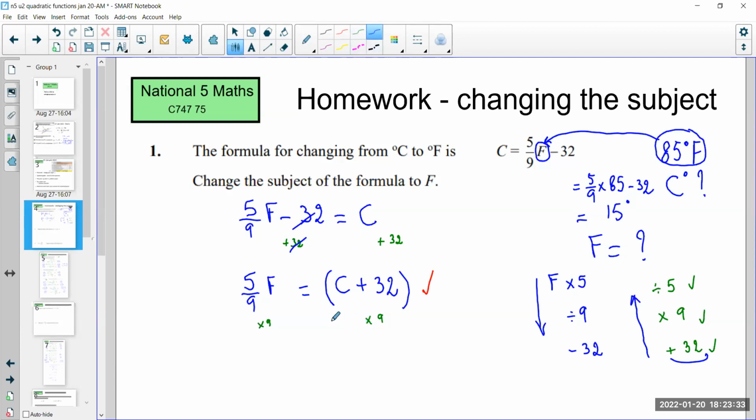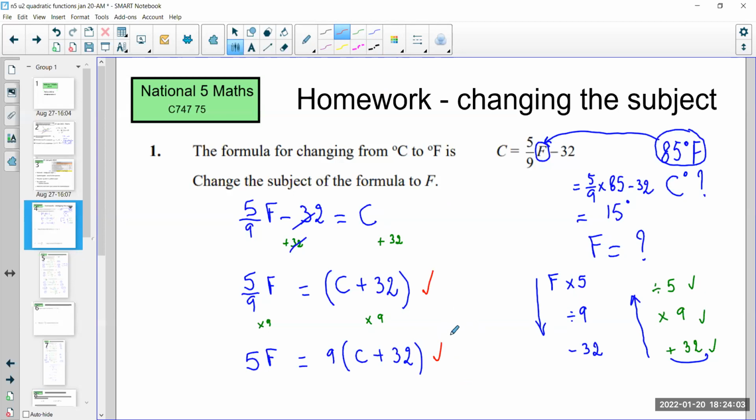So the next thing I said, I'm going to time by 9. So if I time by 9 here, 9 times 5 divided by 9, I get 9 divided by 9, which is 1. So you end up, that's what we do, 5f equal 9 (C plus 32). Because you've opened the bracket, you're not going to forget it. And that is your second mark. So 2 marks out of 3, you've passed your first question.